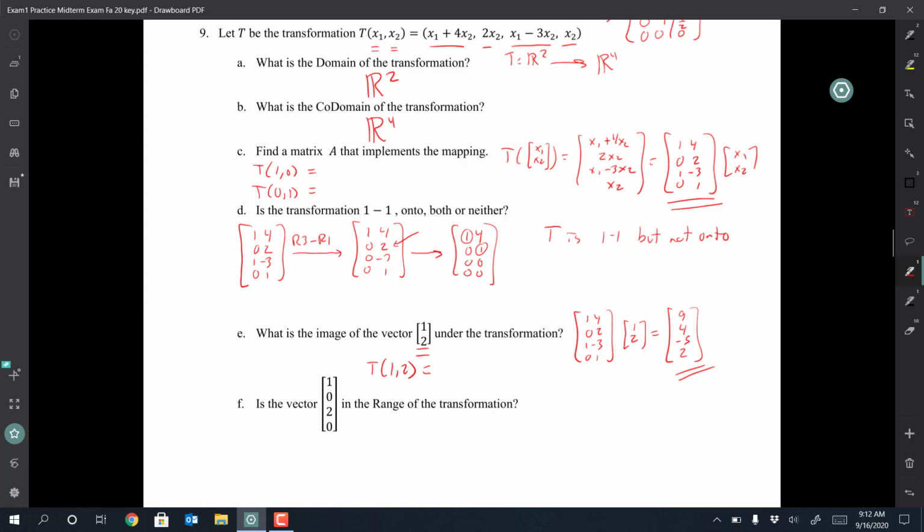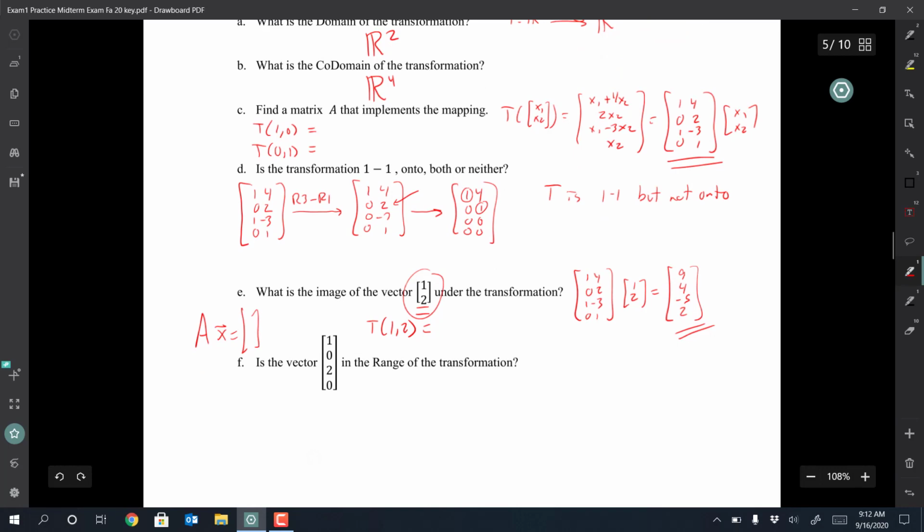And then lastly, is this vector in the range of the transformation? Well, the range is all the images. So is there some input that would bring me to 1, 0, 2, 0? Is there some x that I can transform that will bring me to that vector? That's basically saying solve the matrix equation. So to solve the matrix equation, I will just write my matrix like this, and I will augment with that vector 1, 0, 2, 0, and I'll do my row reduction.